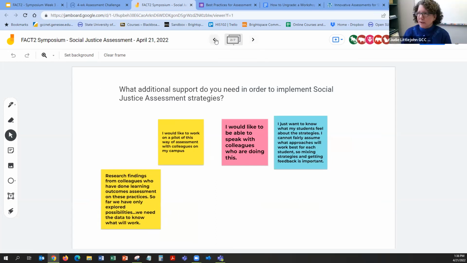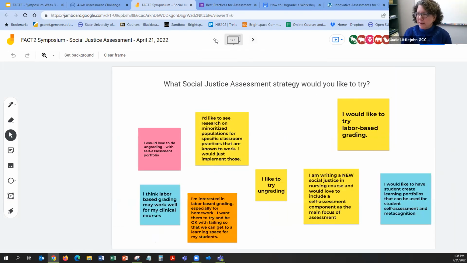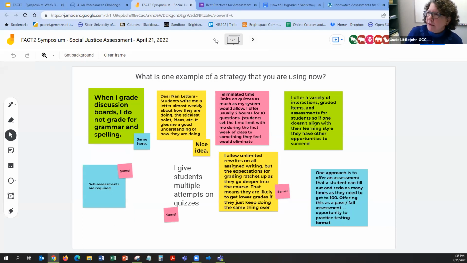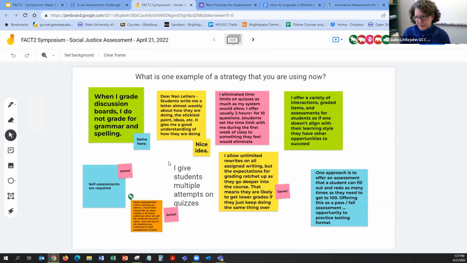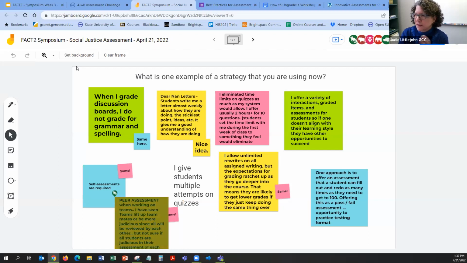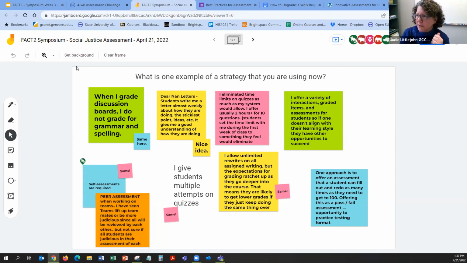So do we want to take a look at the Jamboard and see what people are saying? There's one just popped in. When I grade discussion boards, I do not grade for grammar and spelling. And somebody chimed in with same here. And I try to do the same thing. I tell the students, as long as I can understand what you're trying to say, then I won't deduct for grammar or spelling.